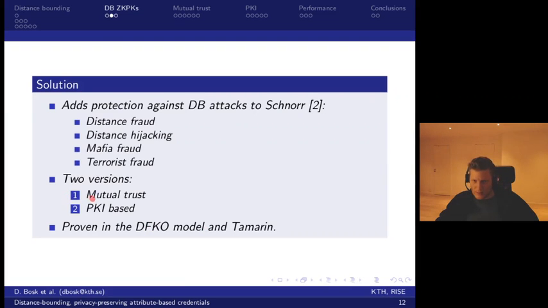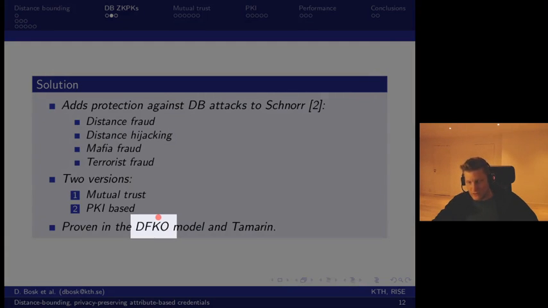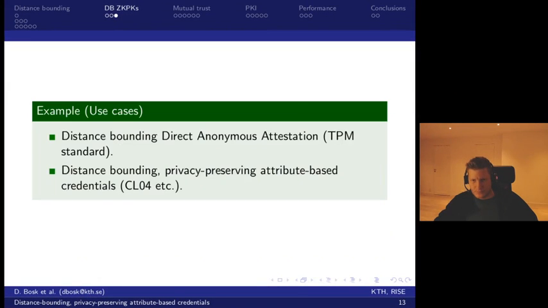And we have two versions. First one is based on mutual trust. We'll get to that shortly, why. And the second one, which is the full desired version, is based on a PKI. So we can use a PKI for key management and certificates. Everything is proven in the DFKO model, which is one of the two formal models for proving things about distance bounding protocols. And we've also verified the protocol using Tamarin.